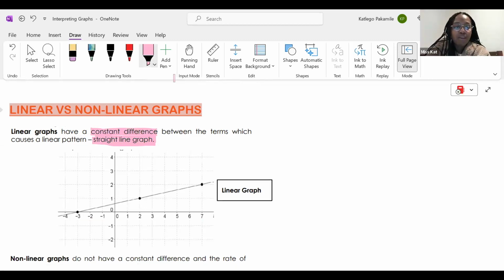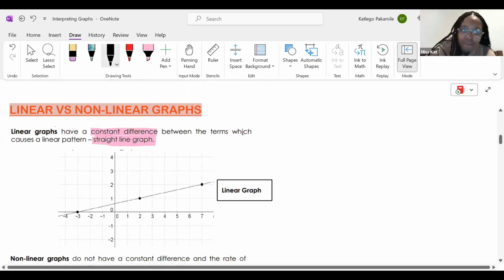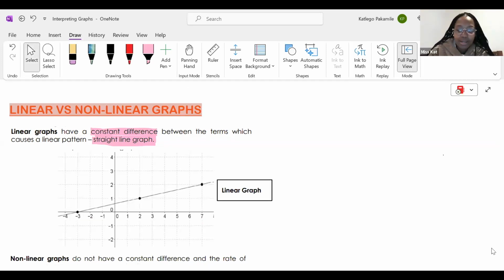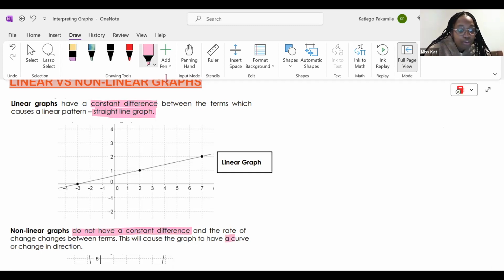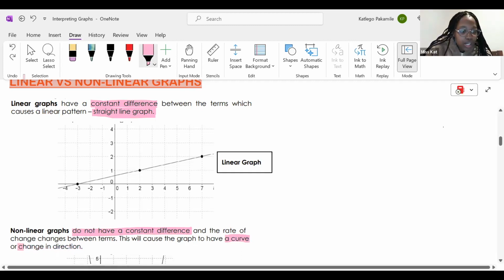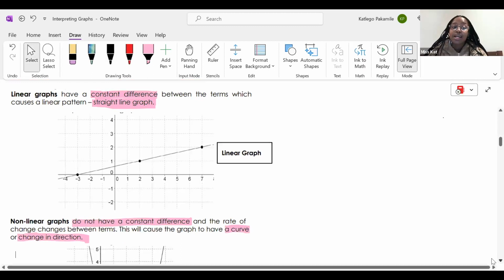So if you don't have a graph in front of you, you can look at the points and see if they have a constant difference. That means a nonlinear graph does not have a constant difference. So it's just the opposite. And then the graph will have a curve or a change in direction. There are two conditions. A lot of us remember the curve part, but we forget the change in direction.